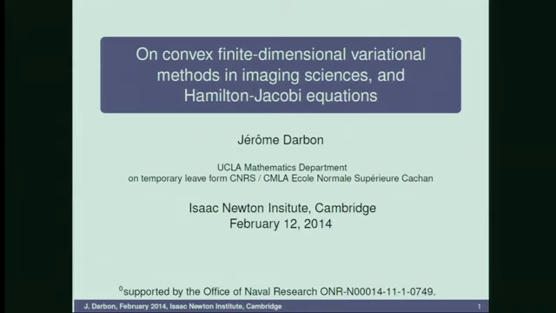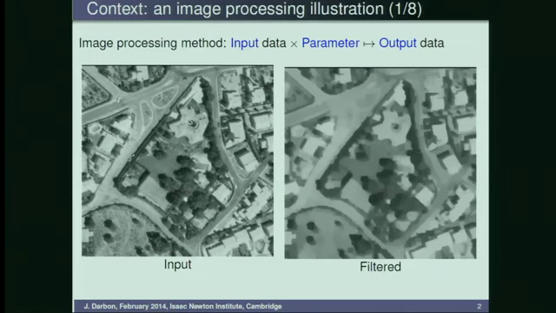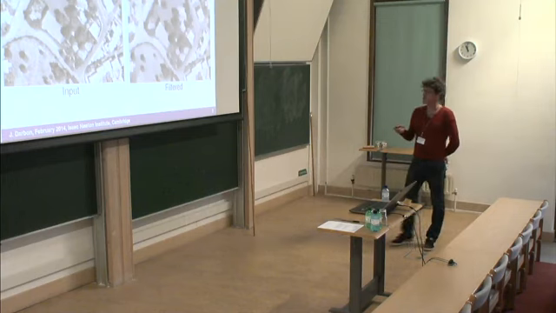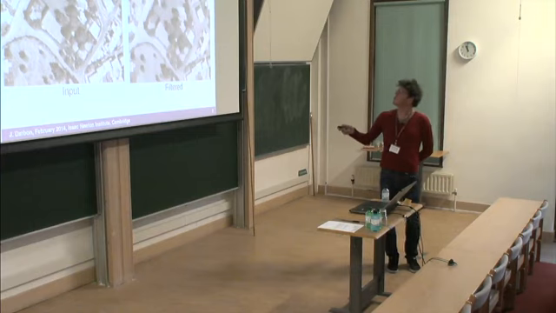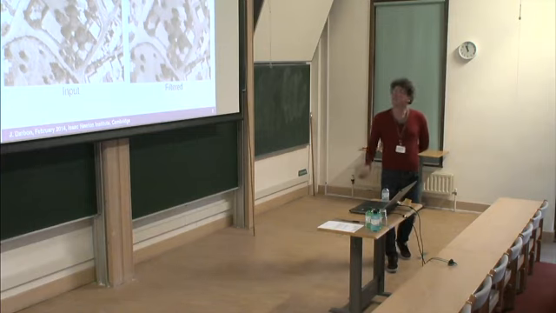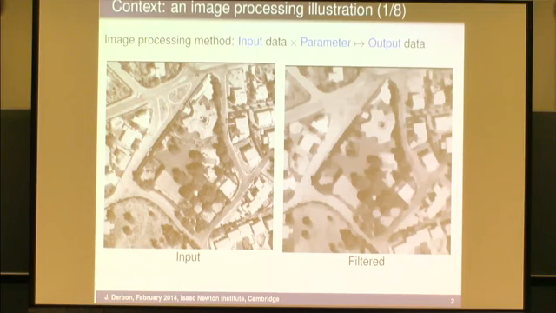So this talk will be about optimization of convex model in finite dimension, and I will make some connection with some PDEs. So let me start with a very basic motivation and questions. Assume that you give me an image, it could be a signal, whatever, and I have a method, and in my method I have a parameter.